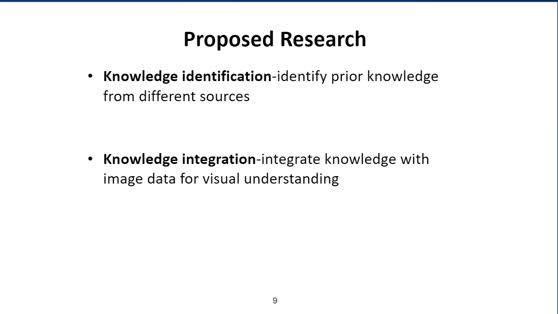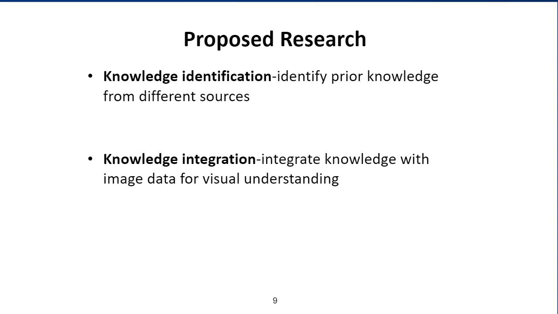So now let me talk about the major research topics for the proposed research. There are two major thrusts. One is knowledge identification. The other is knowledge integration. For knowledge identification, the goal is to identify prior knowledge from different sources. We want this prior knowledge to be generic, applicable to different domains and different conditions, and we want this knowledge from different sources, not from a single source.